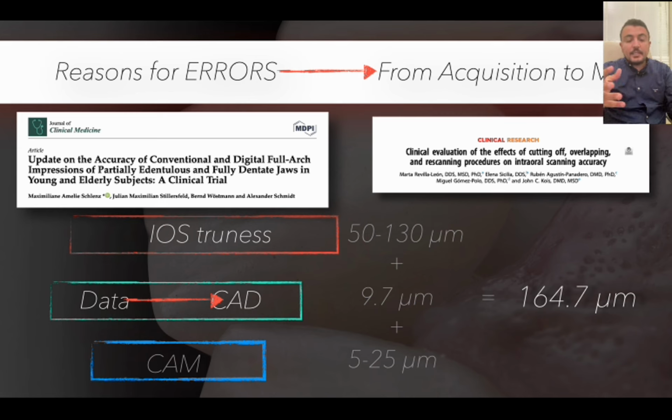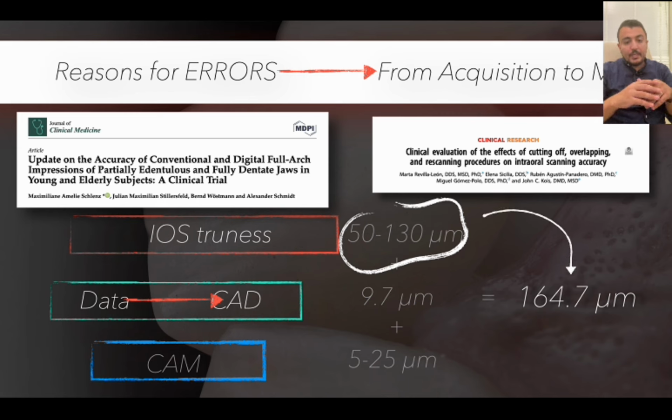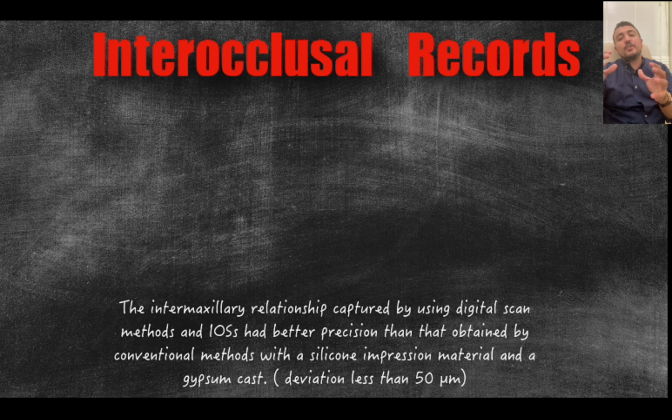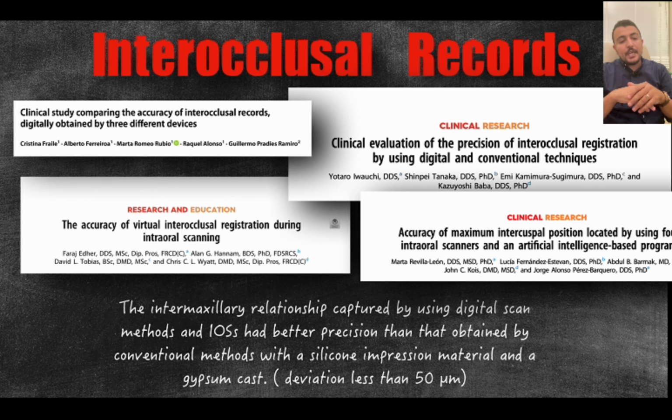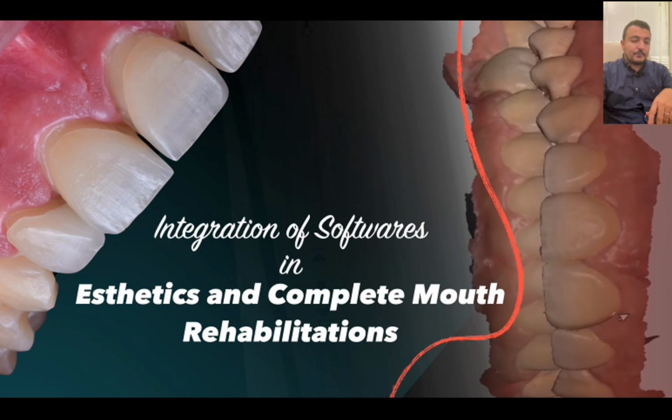So the only number that can be modified is the IOS trueness, which should be minimal to decrease this huge number of errors to enhance the quality of the interocclusal registration. So what is better now, to use an interocclusal record with elastomeric compression or to scan the interocclusal relationship with your scanner? Actually, according to literature, we have minimum error when using digital scan with less than 50 micron, which is very nice to achieve a proper interocclusal registration.